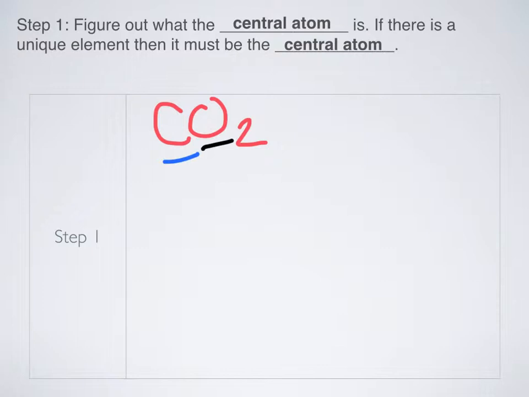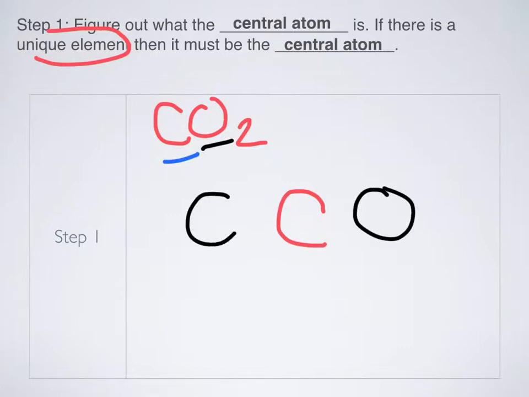Well, remember, I'm looking for a unique element. So in this case, the unique element is carbon. So I know carbon is going to be in the middle, and I'm going to have 2 oxygens sort of around that. That's step 1, just figuring out what's in the middle.